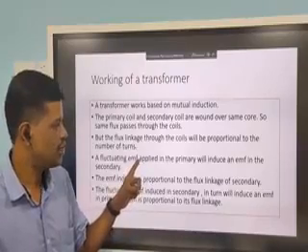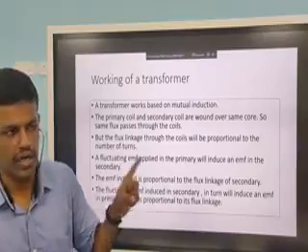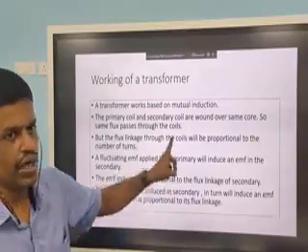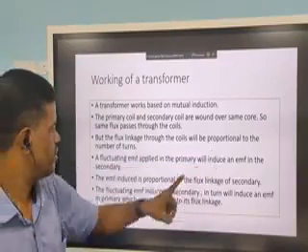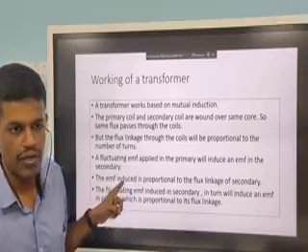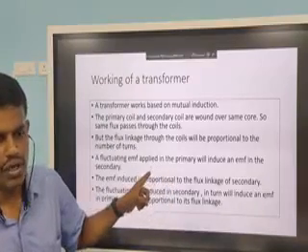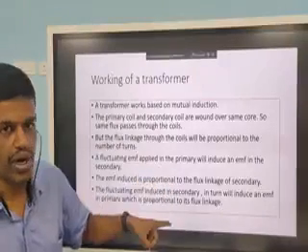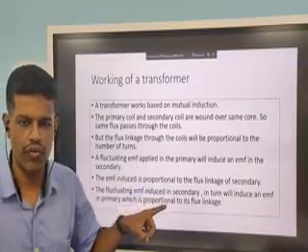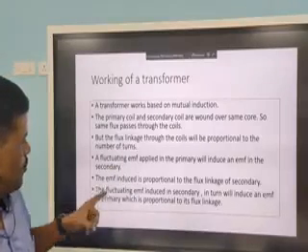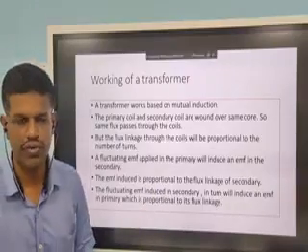We send a fluctuating EMF in the primary, which is Vm sin omega t. Since it is a time varying signal, this causes mutual induction and induces an EMF in the secondary. Now the EMF induced in the secondary is also fluctuating. So this will in turn induce a voltage in the primary. The fluctuating EMF induced in the secondary is proportional to its flux linkage.